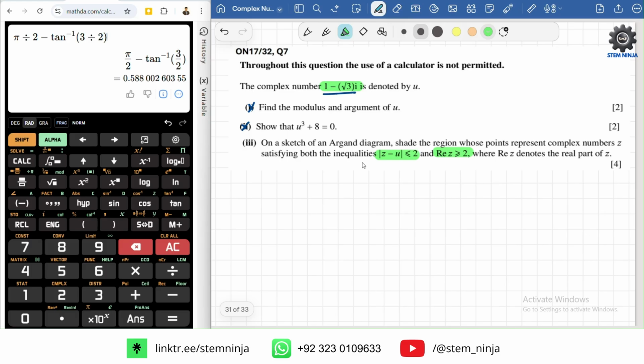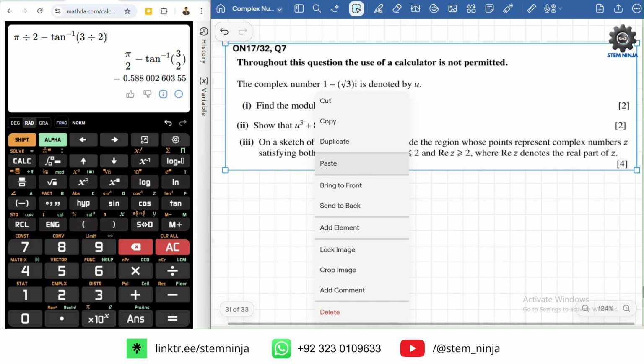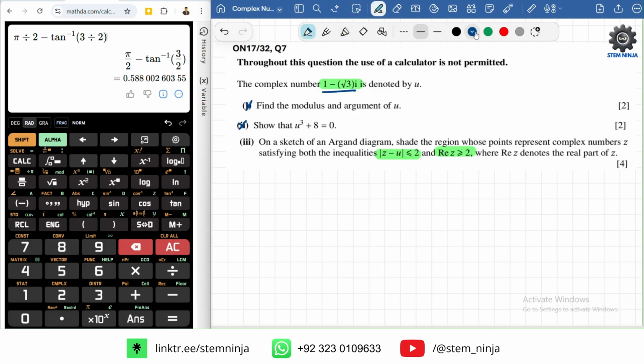So we can identify the shape now, right? So z minus u equals to 2, we are not saying less than or equal to 2, we are saying this is a circle of center minus 1 minus root 3 and radius 2.